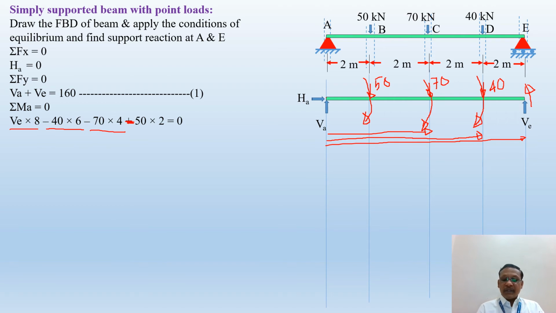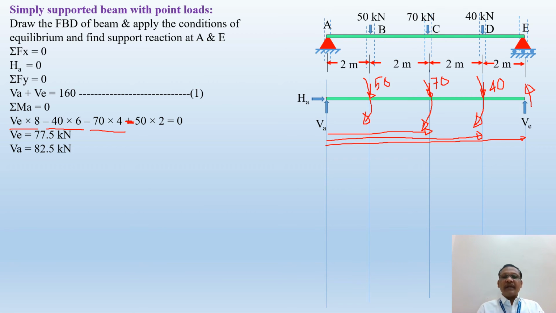By solving this equation, you will get the value of VE, and we get VE is equal to 77.5 kilonewton. The sign is positive, that means assumed direction of VE is correct. VE we have assumed as vertically upward, that's why the sign is positive. Then substitute this value of VE in the equation number 1, we will get VA is equal to 82.5 kilonewton. So in this way we can easily calculate the support actions.